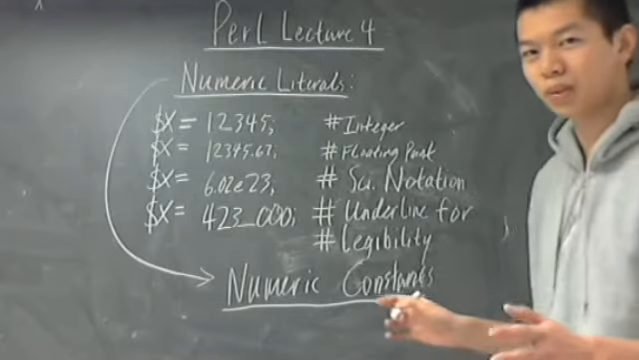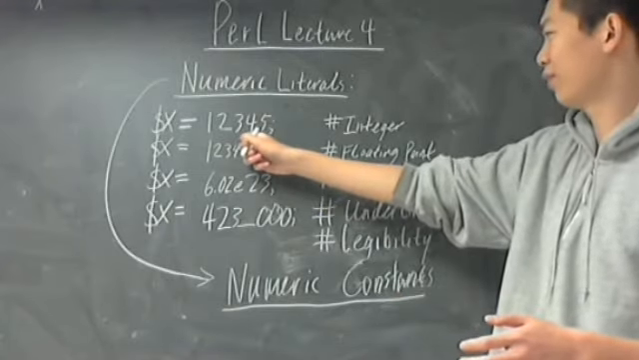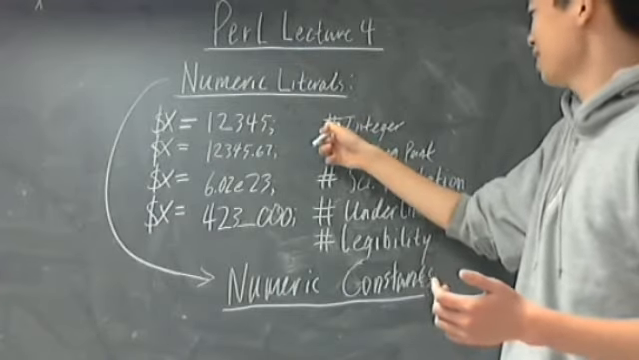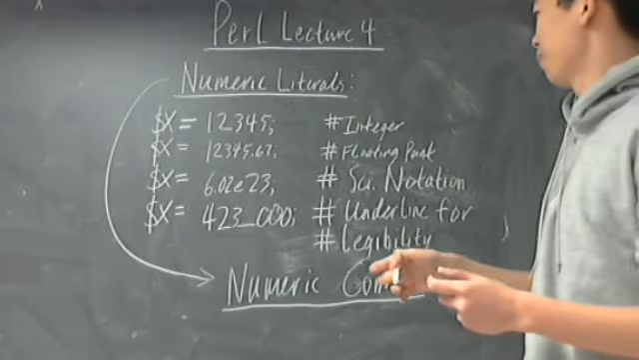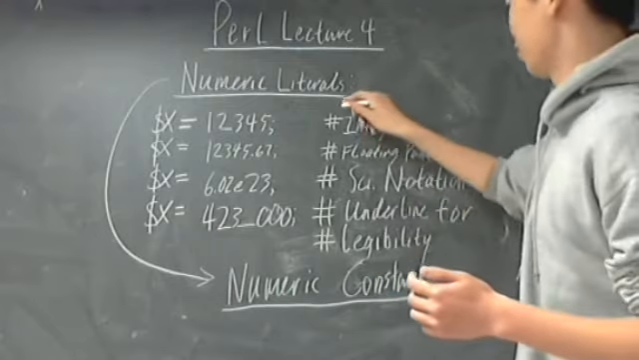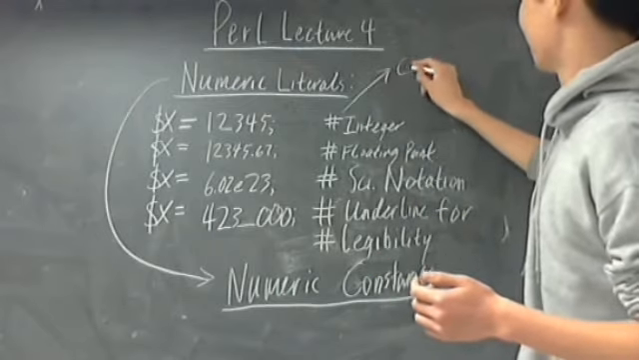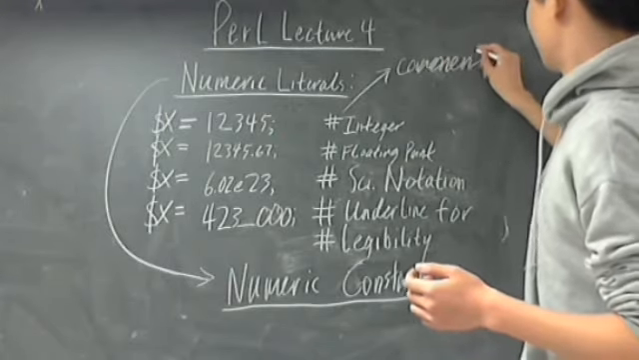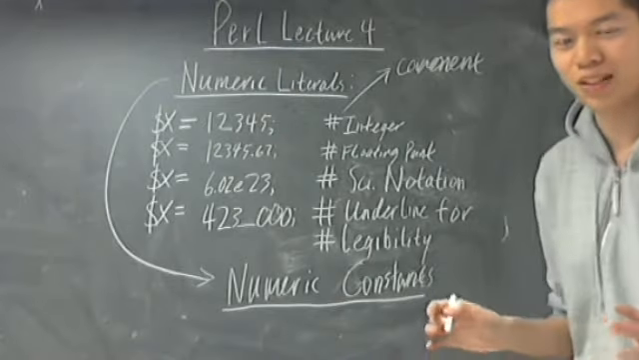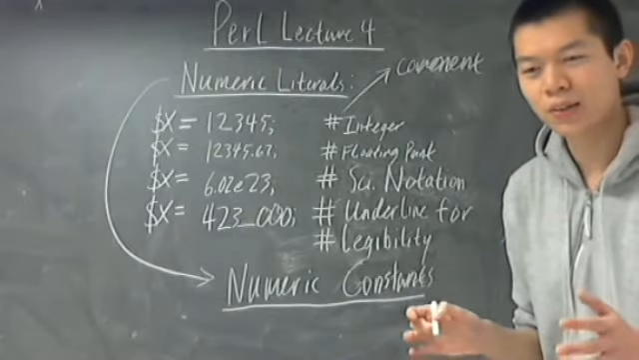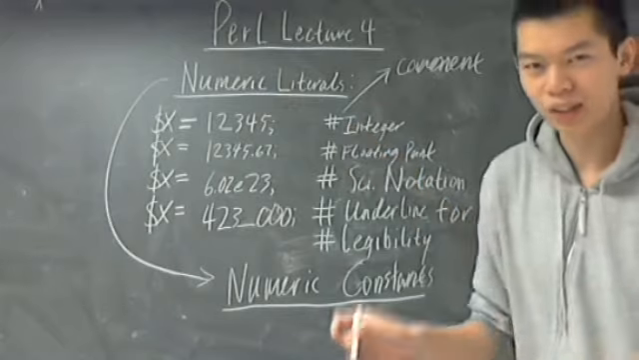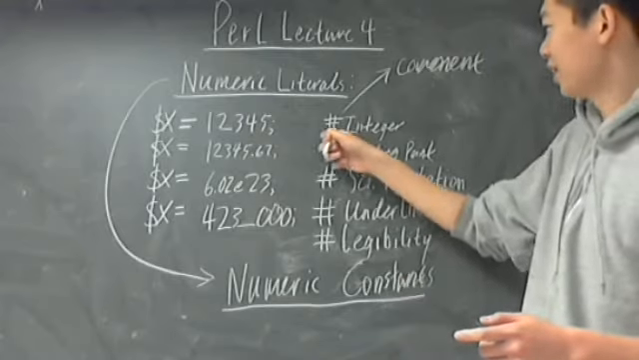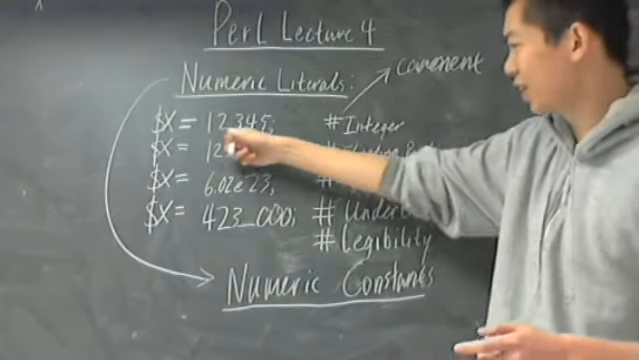So I gave some examples right here, right? 1, 2, 3, 4, 5. That is an integer, okay? Now you might be wondering what this pound sign in front of the integer is. Well, that is known as a comment, okay? And we already mentioned what comments are, right? They're just pieces of code that the Perl interpreter sees and ignores, but they help organize the code, okay? So, this right here tells us that this is an integer.